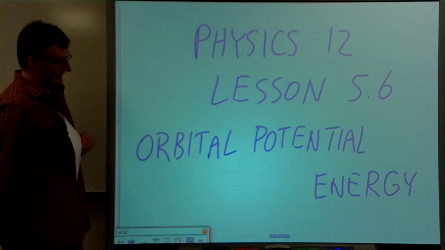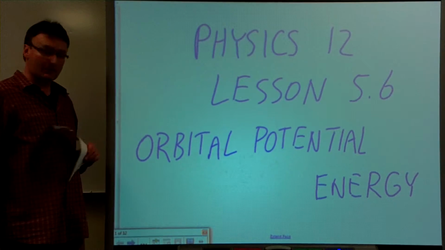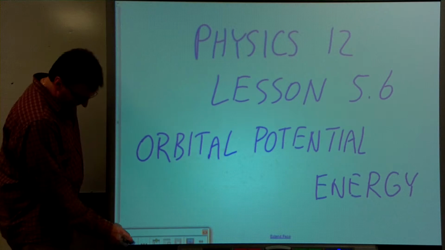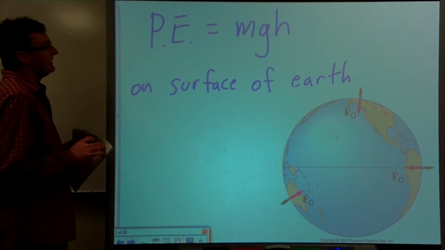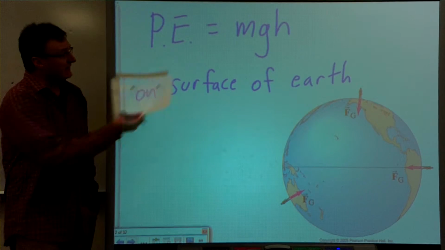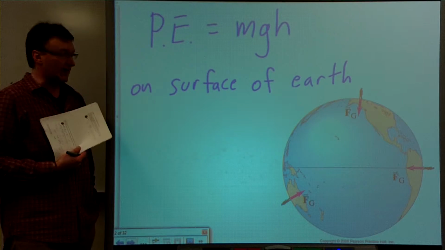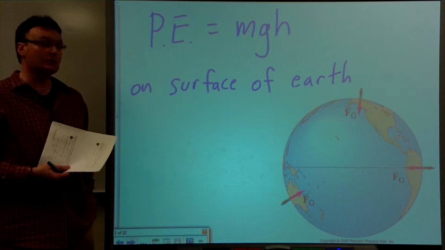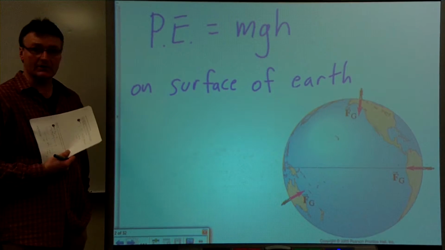Today we're looking at lesson 5.6, which is on orbital potential energy. So we'll see what that's all about. We've come across the concept of potential energy before, and it's given by that expression there, mgh. And that is true anywhere on the surface of the Earth.